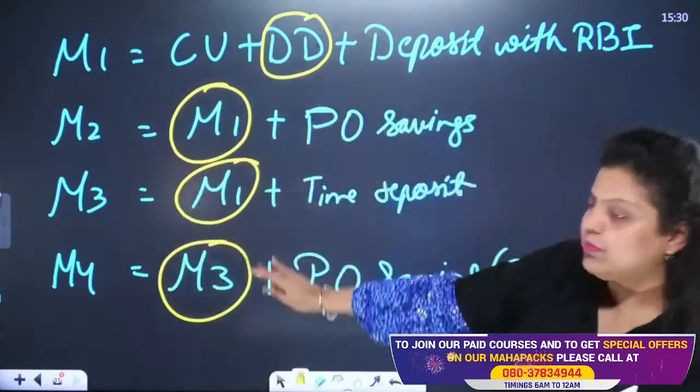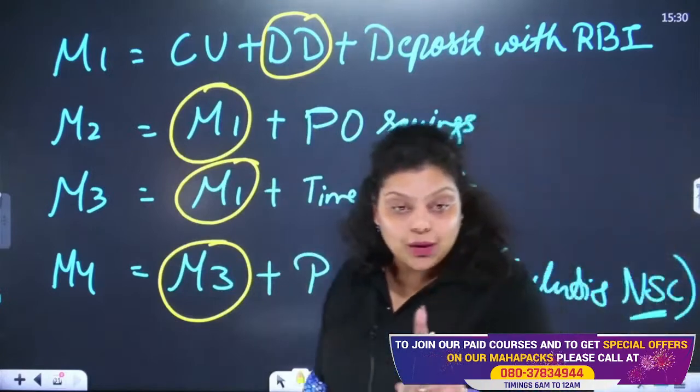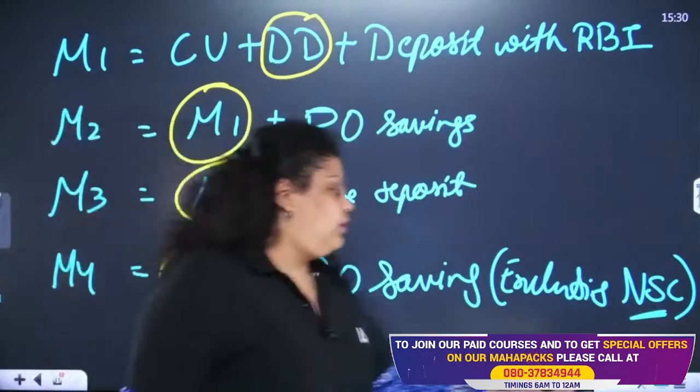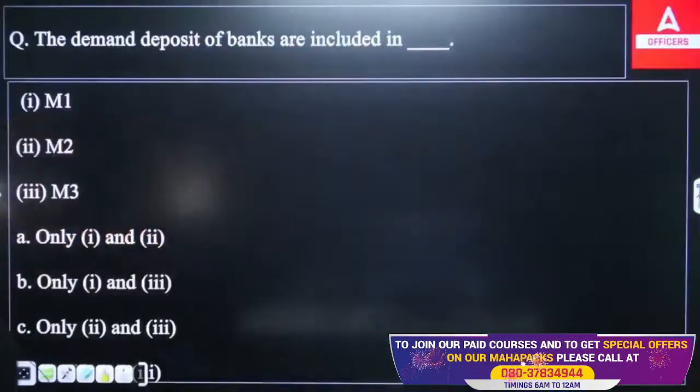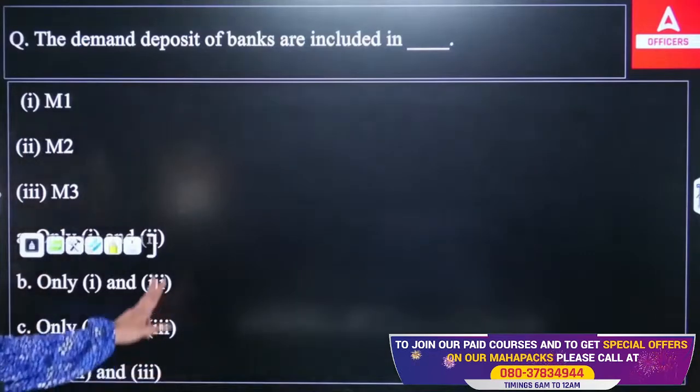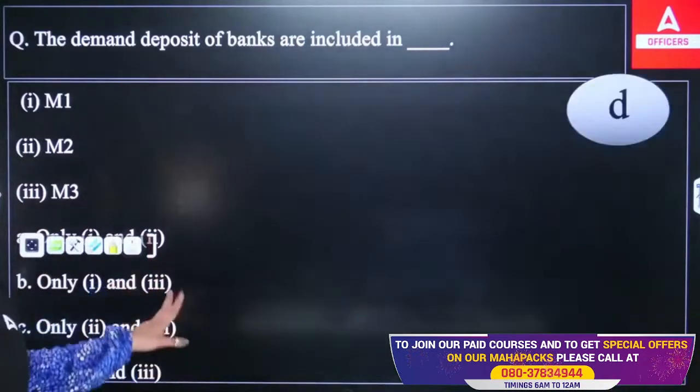So all these measures of money will include the demand deposits of the bank. It means the right answer here will be all. M1, M2, M3 all will be having the demand deposit. So the right answer will be your D option.